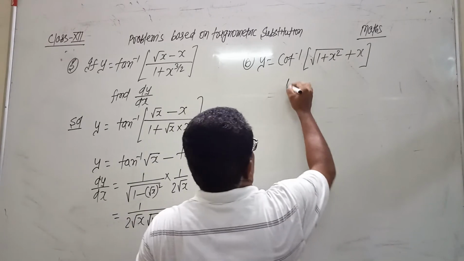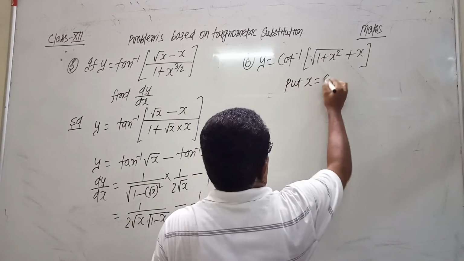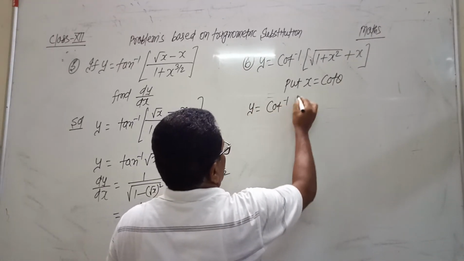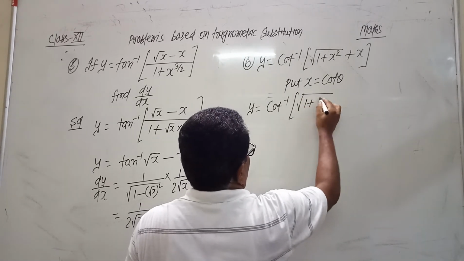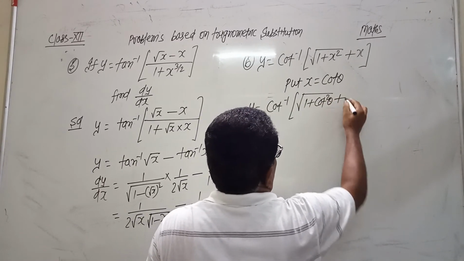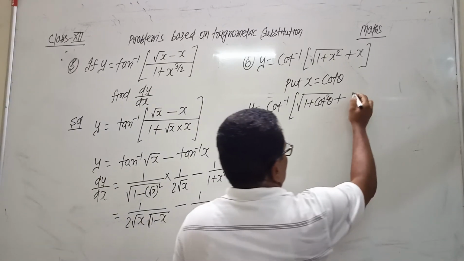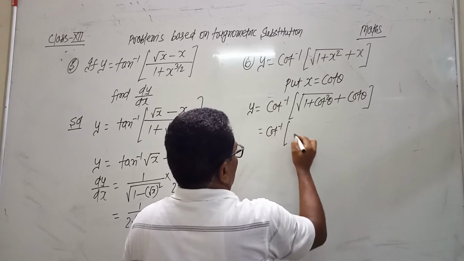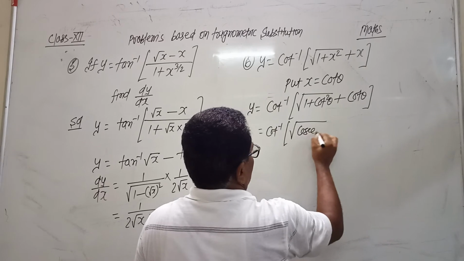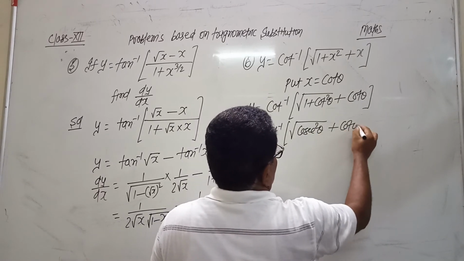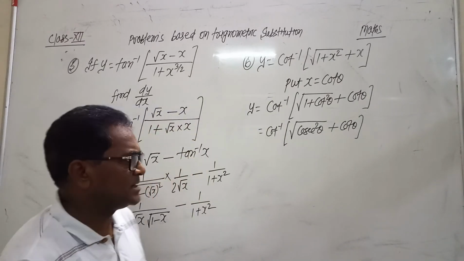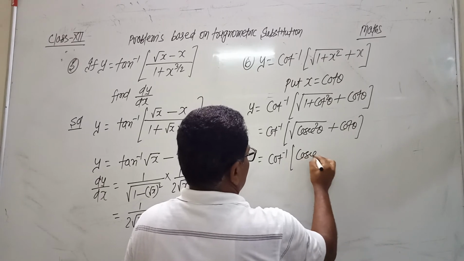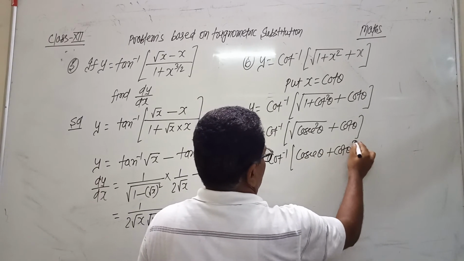So we will put x equals cot theta. So y equals cot inverse under root of 1 plus cot square theta, and x means cot theta. So cot inverse of root of 1 plus cot square theta, which means cosec square theta, plus cot theta. Square and square root get cancelled and we get cot inverse of cosec theta plus cot theta.